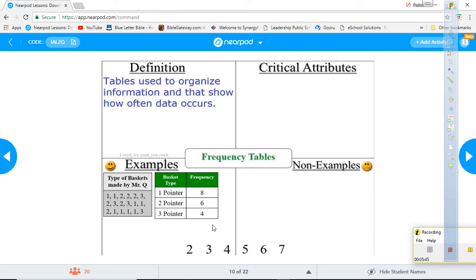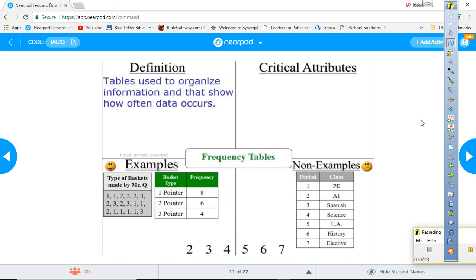That what? The 1 pointers. And what are 1 pointers in a basketball game? Free throws, right? So that means I shot a lot of free throws. That would be a statement that we would make out of this frequency table. That's how we summarize frequency tables. Everybody got it? Let me show you what is not a frequency table.